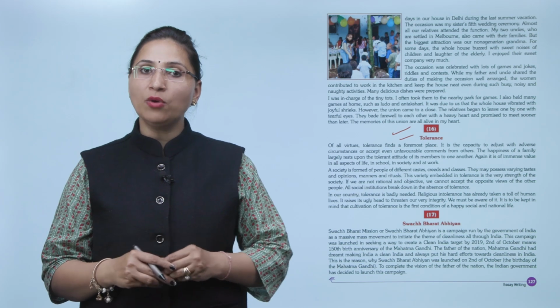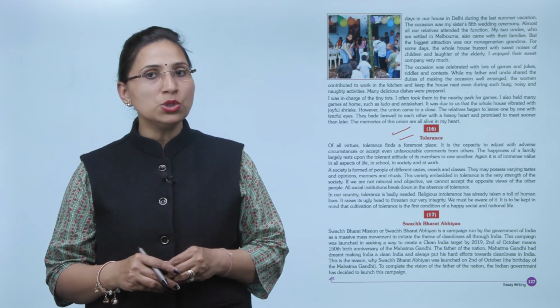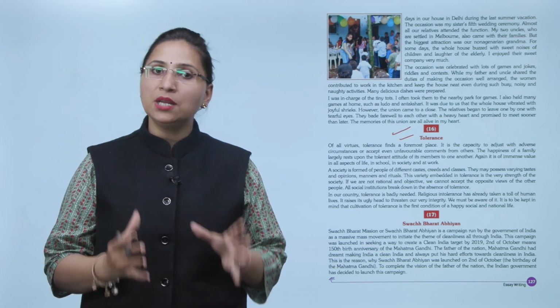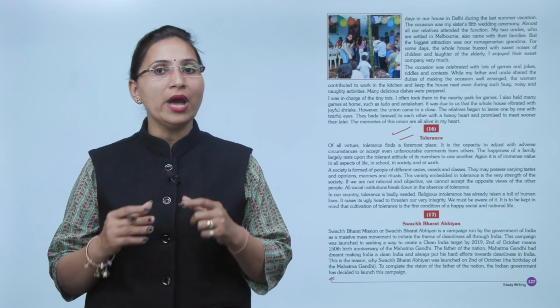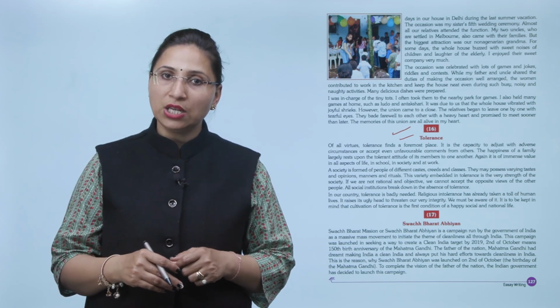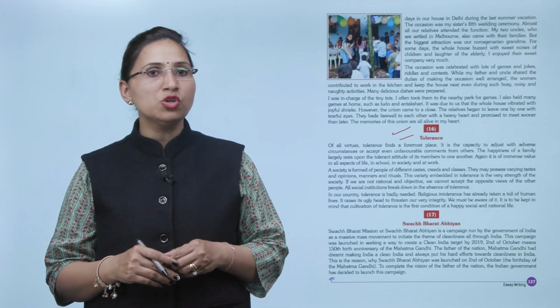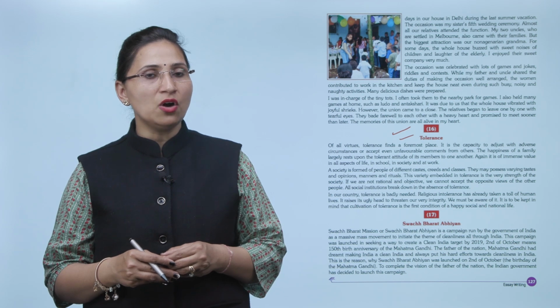A society is formed of people of different castes, creeds, and classes. They may possess varying tastes and opinions, manners, and rituals. The variety embedded in it is the very strength of the society. If we are not rational and objective, we cannot accept the opposite views of other people. All social institutions break down in the absence of tolerance.